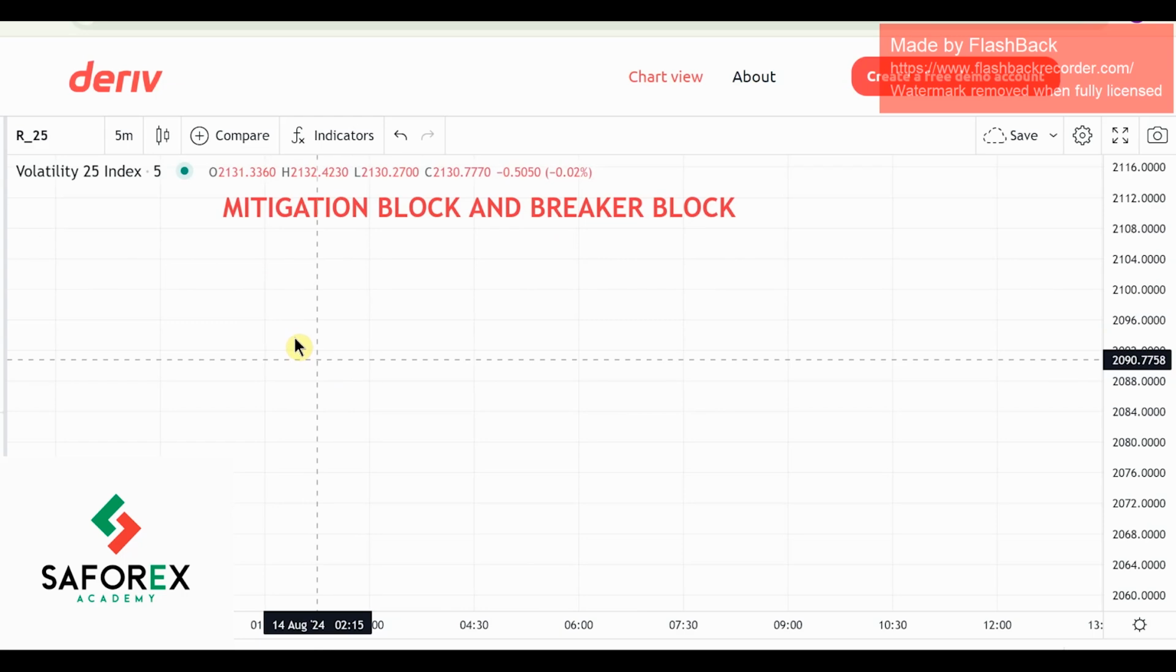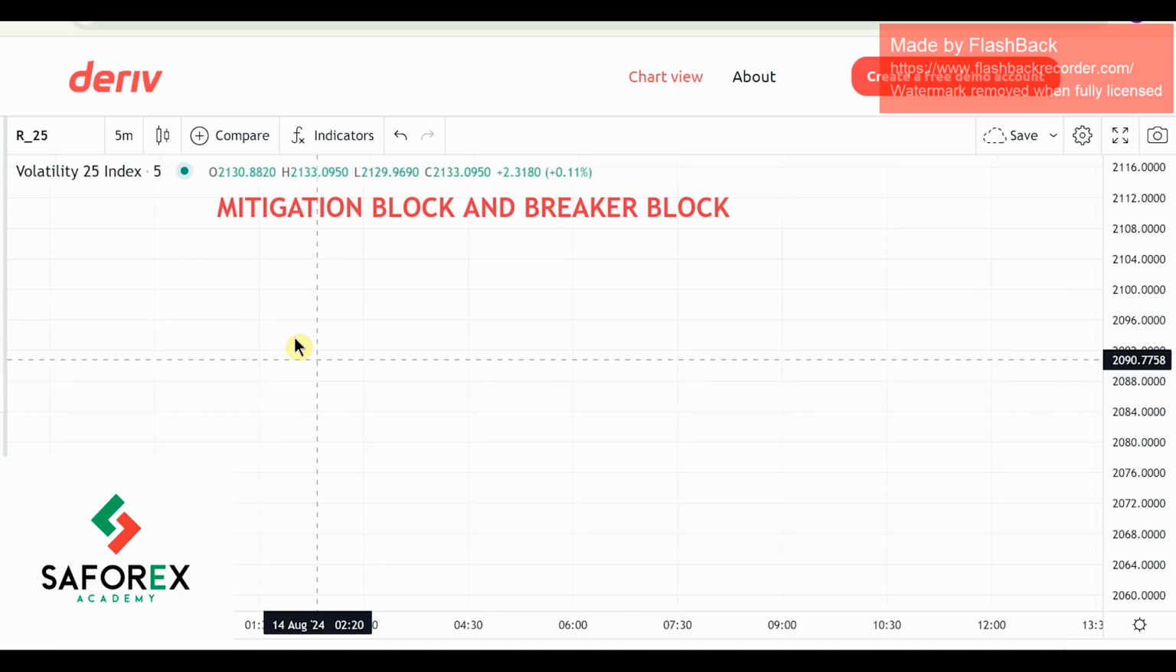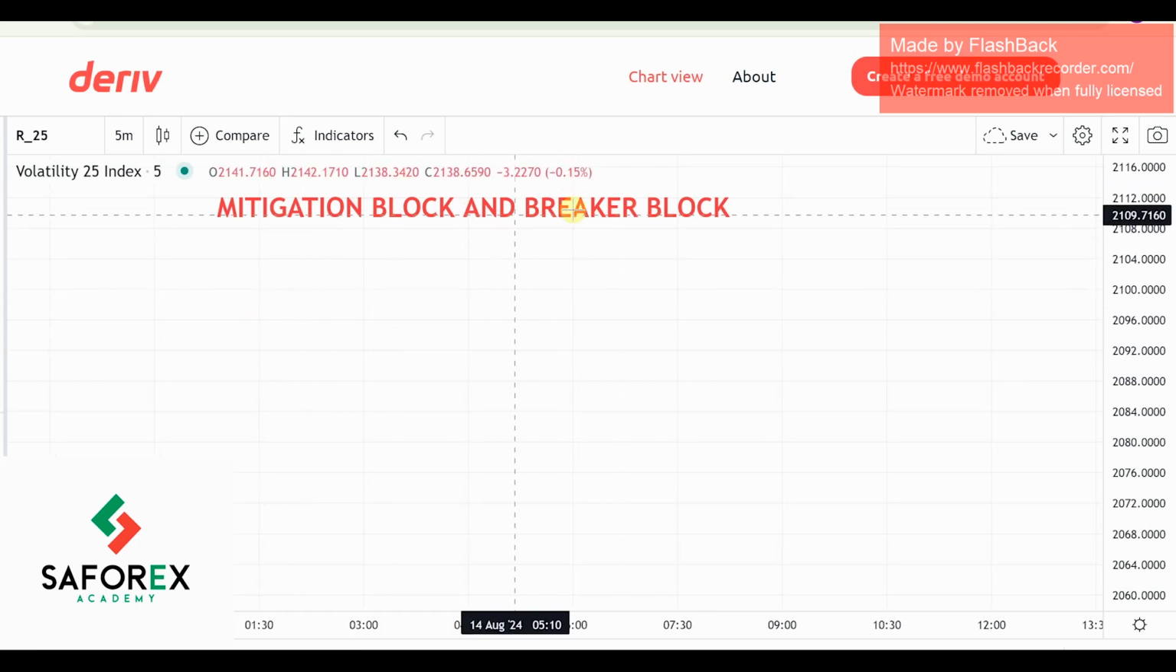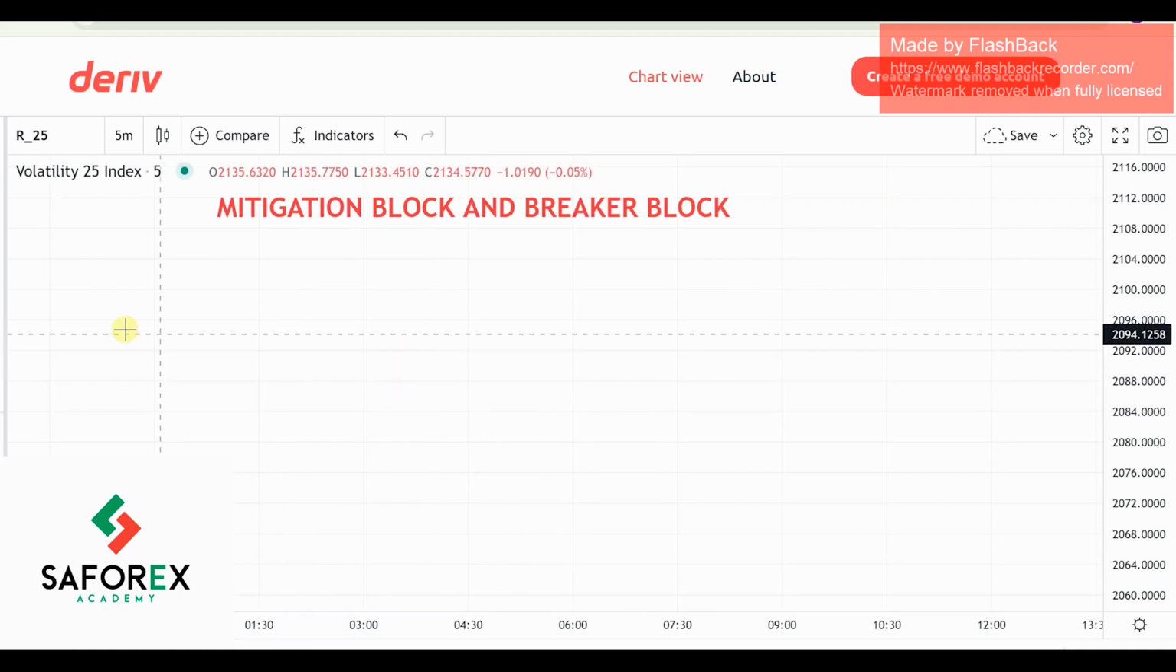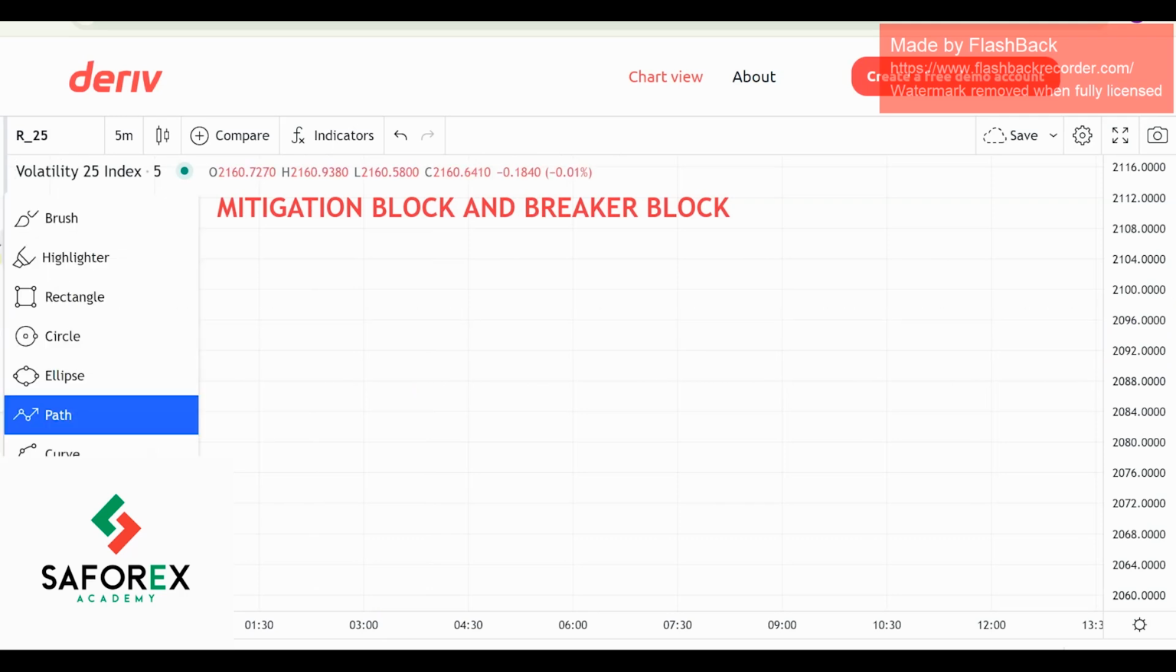Today we're going to look at mitigation block and breaker block. I said it earlier when I was teaching you PD arrays, so I believe it's not something new to you. It's just the same as the other blocks, but both of them are failed order blocks that did different things. When I say failed order block, you will know that in a bearish movement, for instance, right?